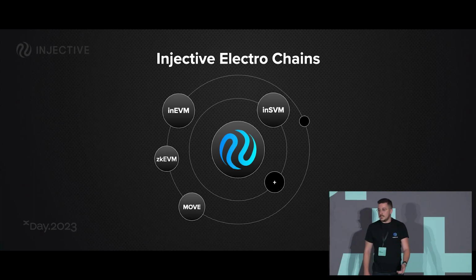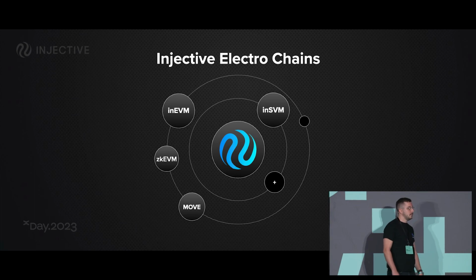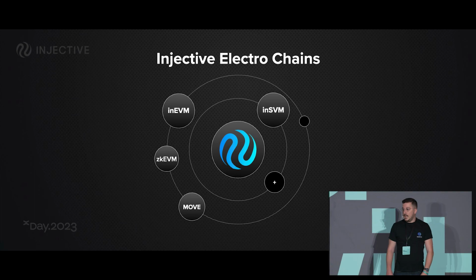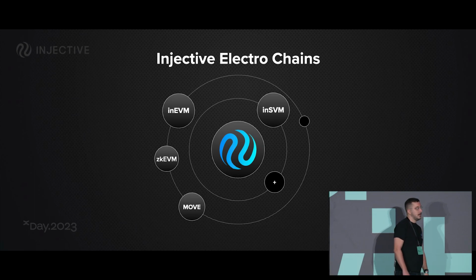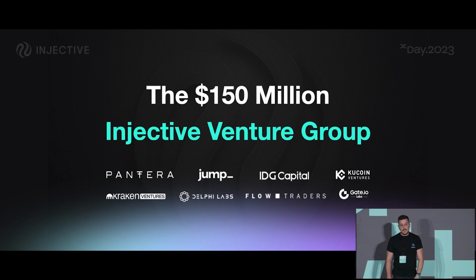Our ecosystem and its community are rapidly growing. Injective has been fortunate enough to receive support from one of the most prominent names in the industry. And anyone looking to build on Injective, including on the recently announced Electro Chains, can also access the Injective Venture Group, dedicated to supporting new developers and products.